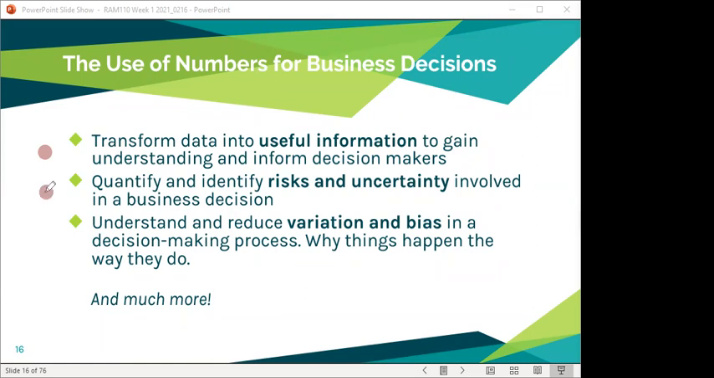Secondly, quantify and identify risks and uncertainty. Things happened. The pandemic happened. Who was ready for that? And so how do we respond when those things happen in a manner that helps our business mitigate what it needs to? So many businesses went out of business.